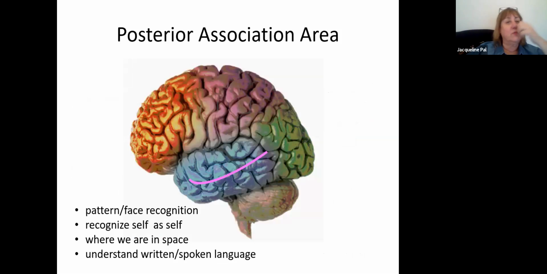The first of these is what's called the posterior association area, which is this area where you can see that pink, like Nike swoosh thing going through. So there's a lot of temporal lobe and it goes into occipital lobe. And this is the part of the brain that allows you to recognize patterns, which your face is a pattern of, and allows you to recognize you as yourself.